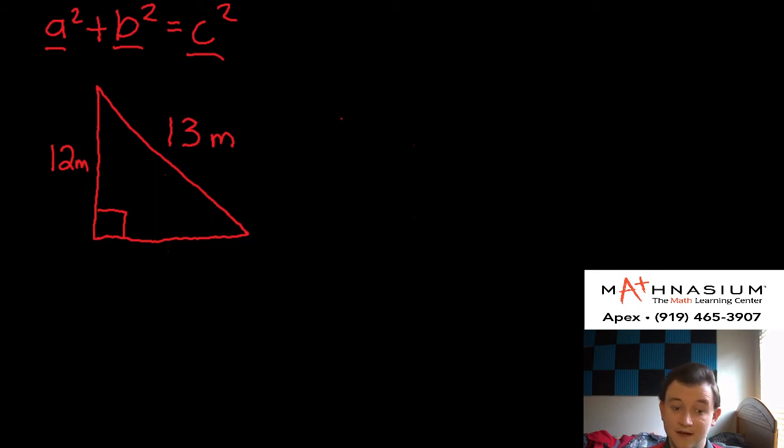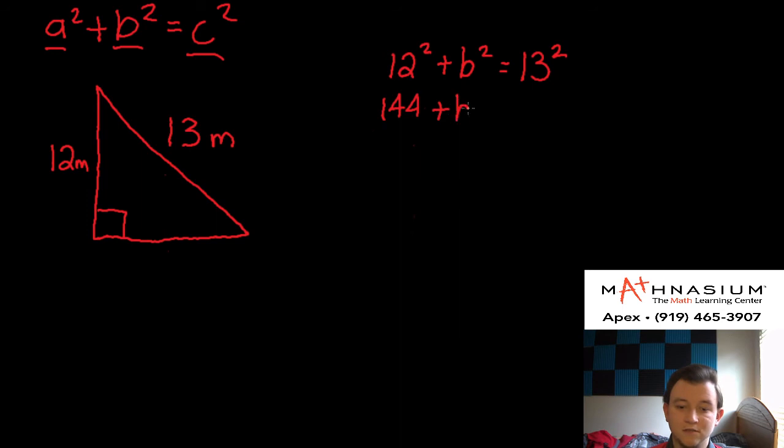So it doesn't matter which one of the legs you call a and which one you call b. So we're just going to say that 12 squared plus b squared equals 13 squared. And again, we're going to follow order of operations and actually square the numbers that we have so far. So 12 squared is 144 because 12 times 12. We still don't know what b squared is. 13 squared, and 13 times 13 is 169.